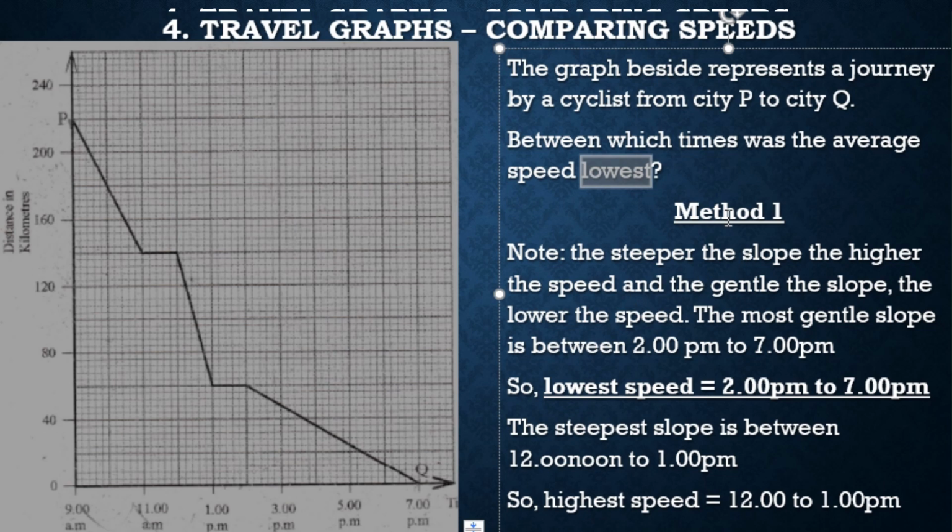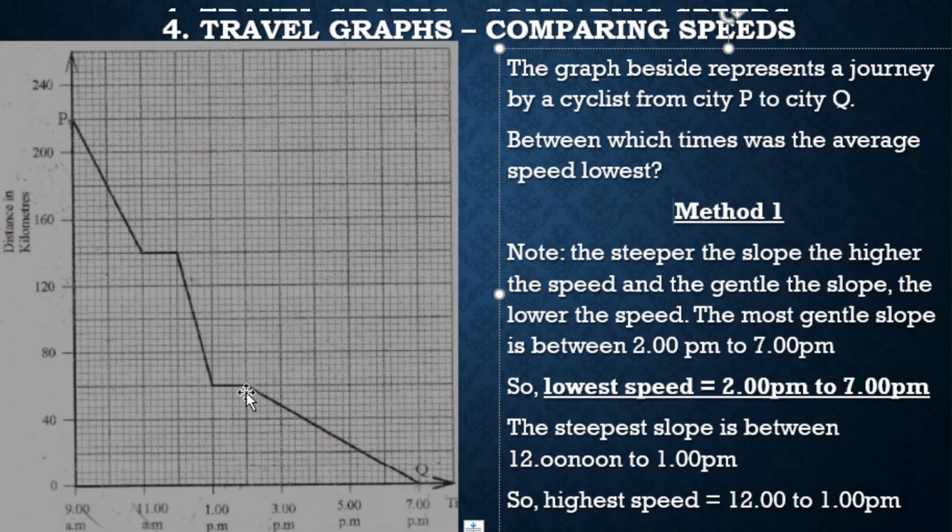The first method is the one I've just explained earlier, where we are just going to look at the slopes. And just to repeat what I've said earlier, the steeper the slope, the higher the speed. The gentler the slope, the lower the speed. So we look at which of these 3 slopes given here is the most gentle. That is the one that is traveling at the lowest speed. So looking at the first slope here, the second slope and the third slope, you can easily tell this slope is the most gentle, and that gives you the lowest speed.